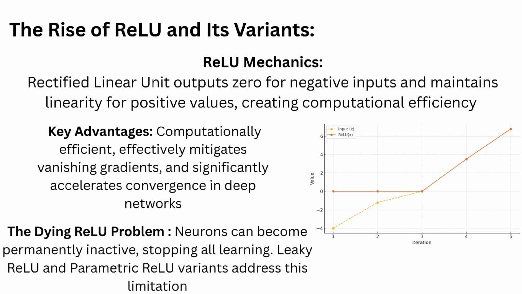Key advantages of the ReLU activation function: computationally efficient, effectively mitigates vanishing gradient, and significantly accelerates convergence in deep networks. Limitations of the ReLU activation function: neurons can become permanently inactive, stopping all learning. Leaky ReLU and parametric ReLU variants address these limitations.